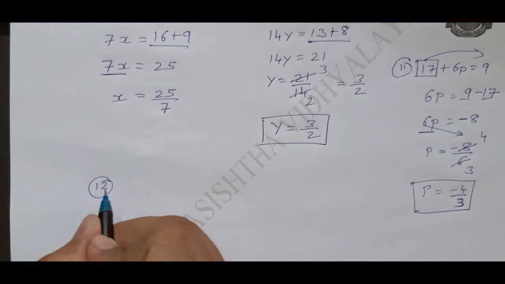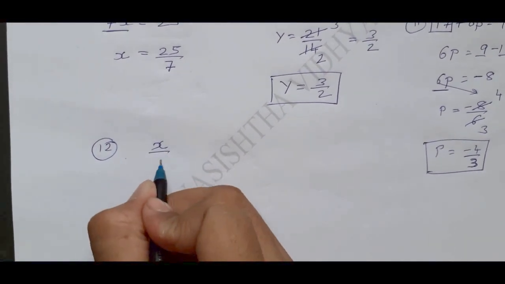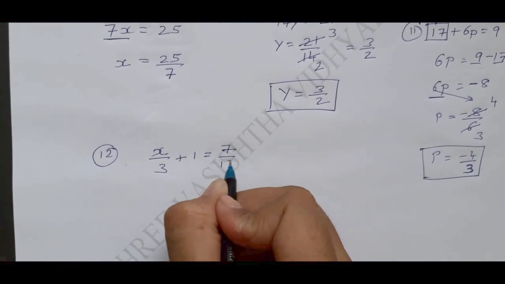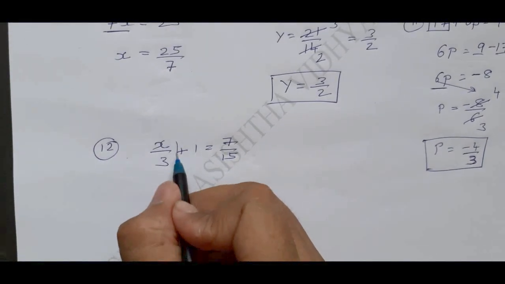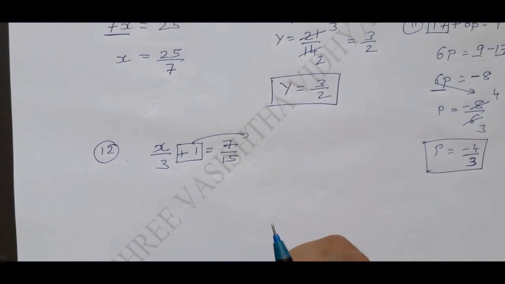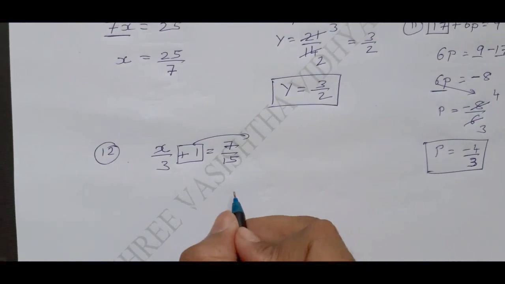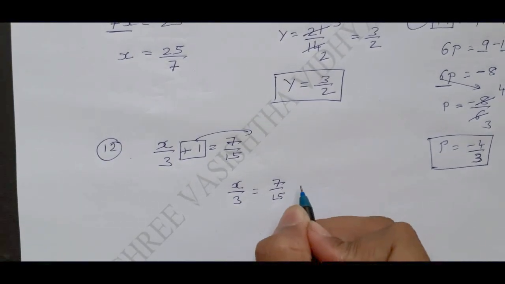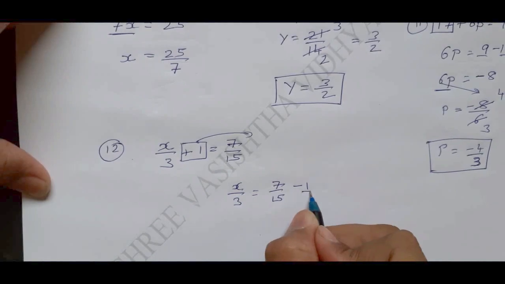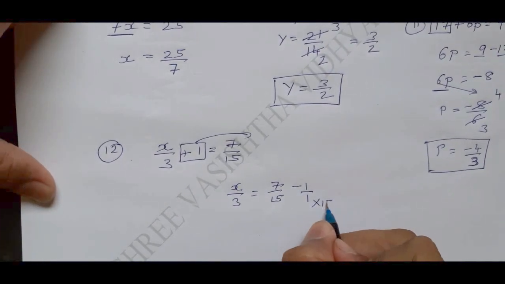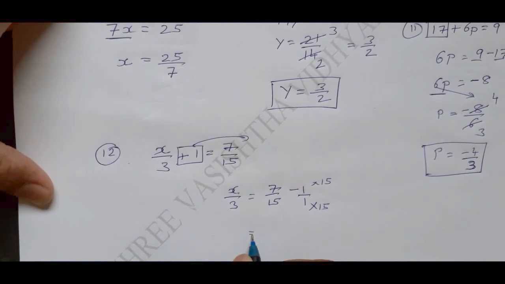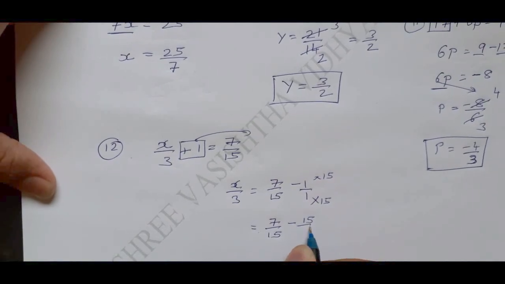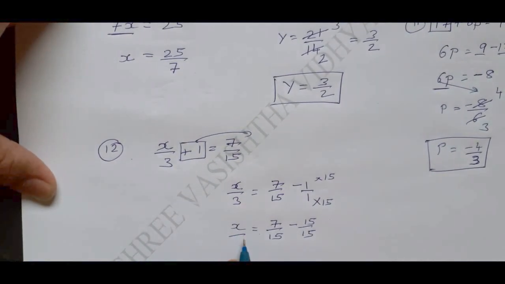Next, the last, 12th one, that is x by 3 plus 1 is equal to 7 by 15. Then we will transpose this plus 1 to the RHS side. So it will be x by 3 equal to 7 by 15 minus 1. Then we will take the LCM, 1 multiplied by 15. So it will be 7 by 15 minus 15 by 15, and here x by 3.